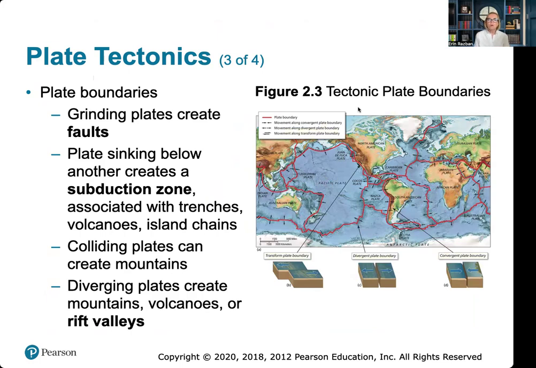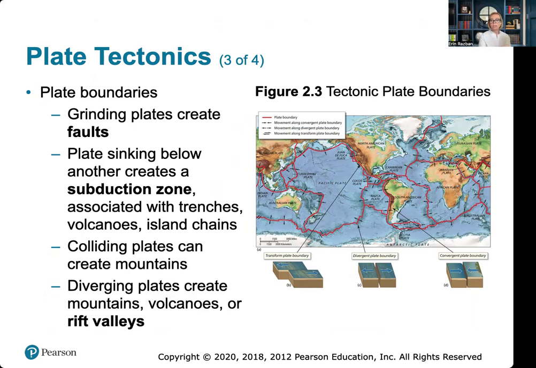Okay, so we also have transform plate boundaries. Transform plate boundaries are where two plates are sliding or moving past one another, alongside one another. They're not coming together or pulling apart, they're sliding past each other.